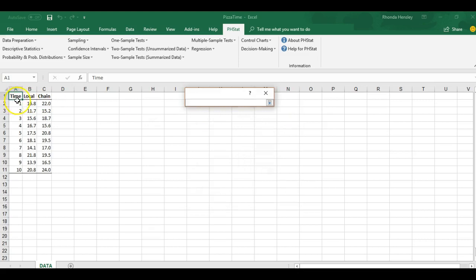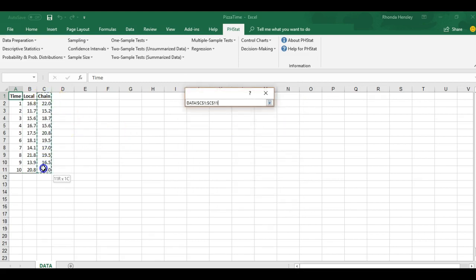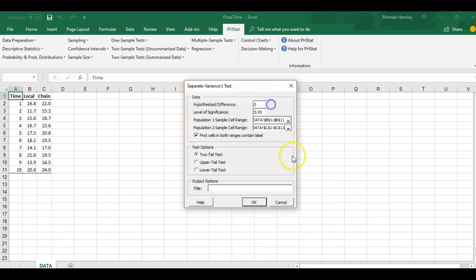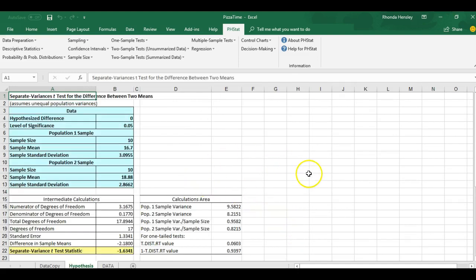So our population 1, our local restaurant, is our first sample. And the data from our chain restaurant delivery times is our second sample. Put that in. I did select the labels. This is because our hypothesis was that mu1 is less than mu2, a lower tail test. So you have to remember that. And you then say, okay, and you get lots of calculations.